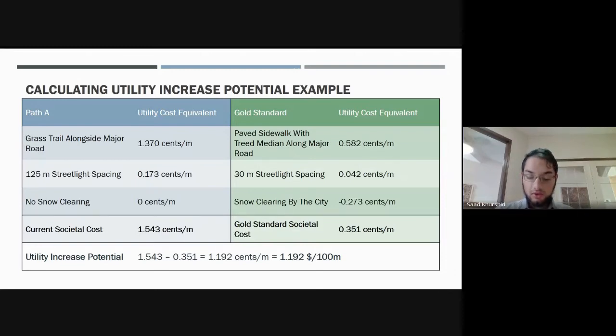The utility increase potential, or the maximum amount of social benefit we can gain by upgrading the path, is the current societal cost of 1.53 cents per meter minus the gold standard societal cost of 0.351 cents per meter, working out to 1.192 cents per meter, or $1.192 per 100 meters per trip. As we noticed in the previous map, having a utility increase potential of over $1 per 100 meters per trip is not very common. This means that this path, if this path existed, is in very poor conditions relative to the other pedestrian paths and pedestrian infrastructure in our system.